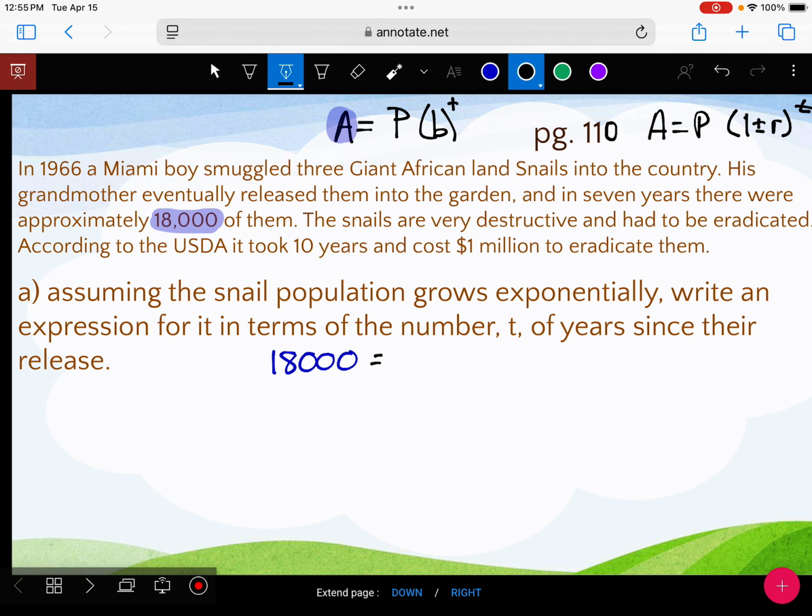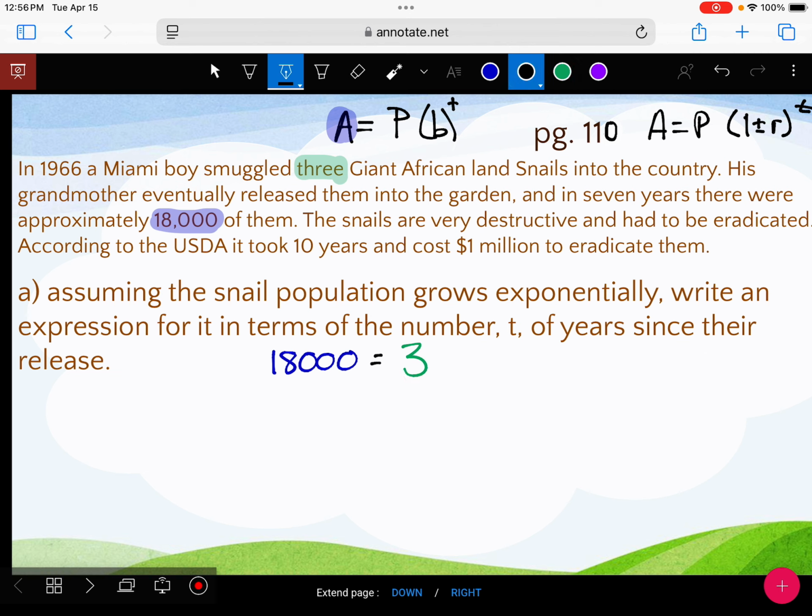What did we start with? What is our P, our initial population? That's what we wound up with. The little kid did not bring home 18,000 snails. He brought home 3 snails. He snuck those 3 into his suitcase and brought them home.